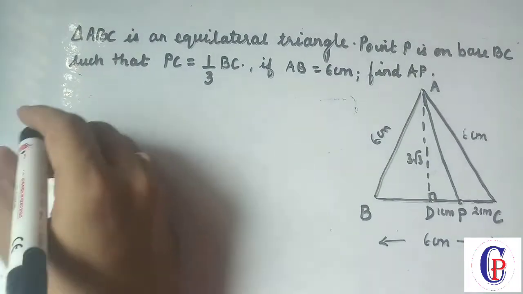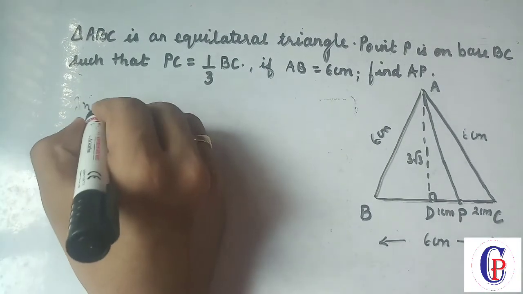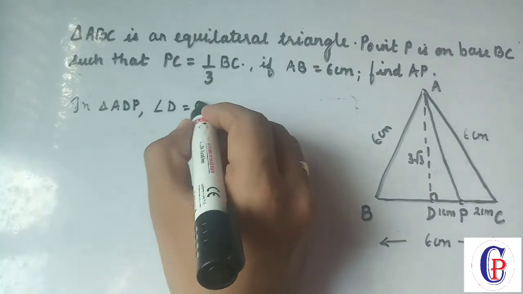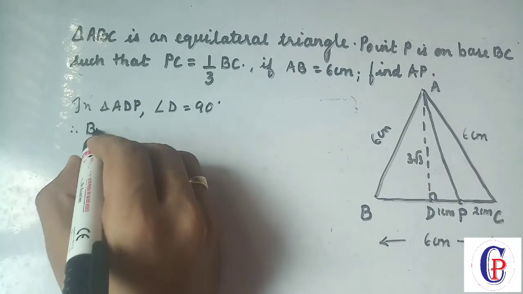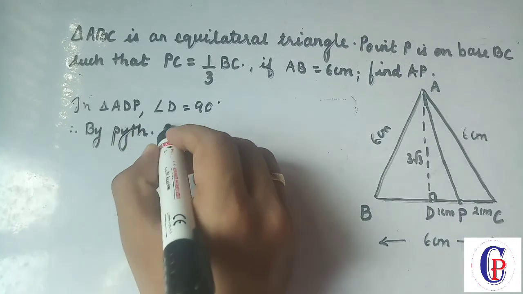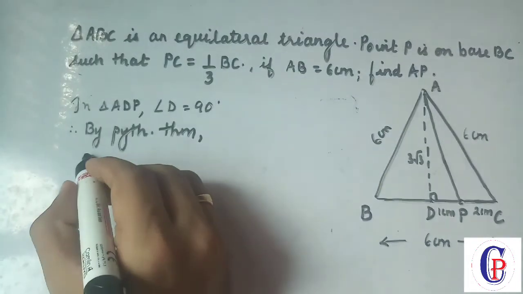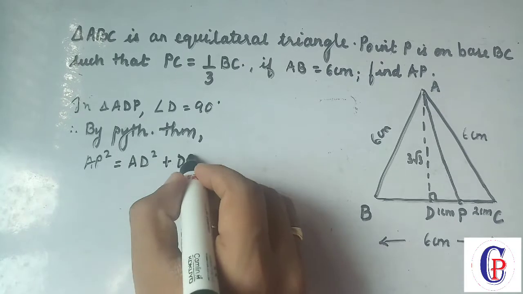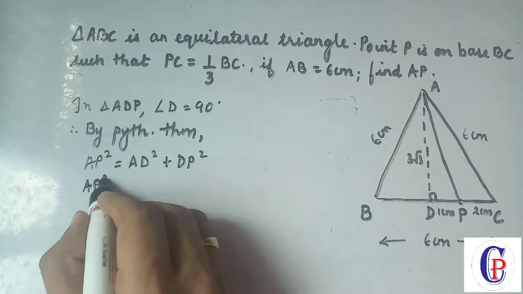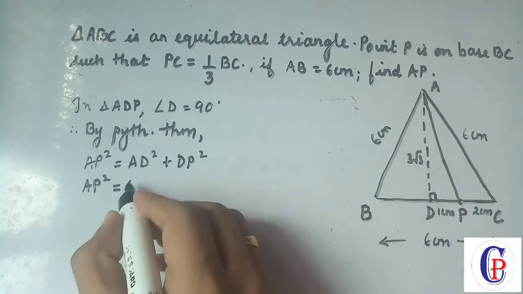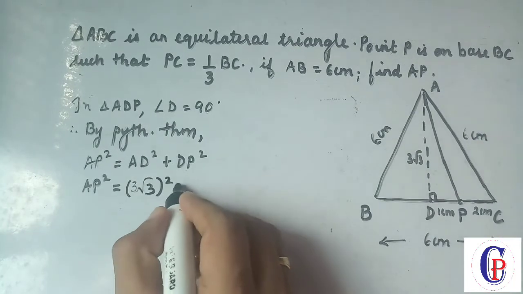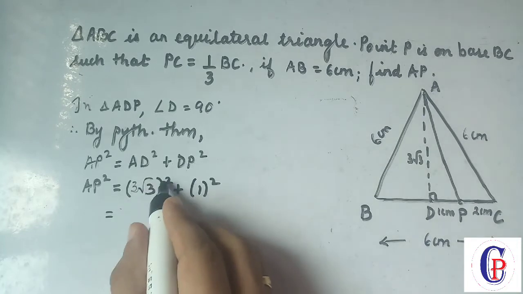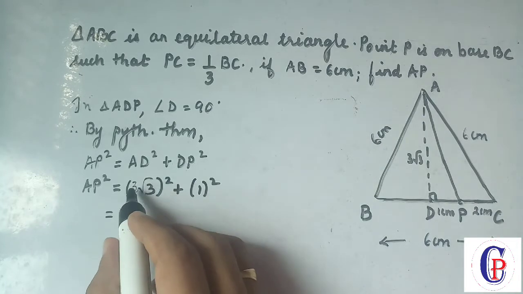So let us apply. In triangle ADP, angle D is 90. Therefore, by Pythagoras theorem, AP square is equal to AD square plus DP square. So AP square is AD square, AD is 3 root 3 square, DP is 1. So here we get 3 and root 3 square is 3, and 3 square is 9.